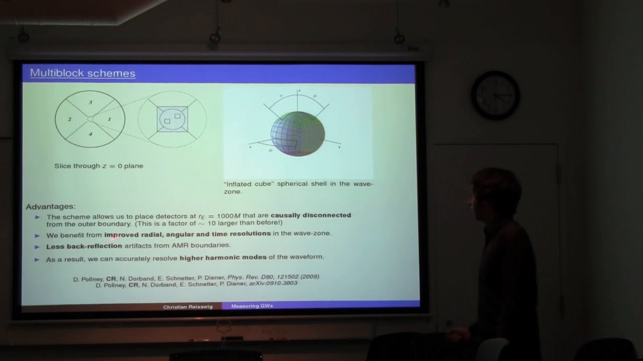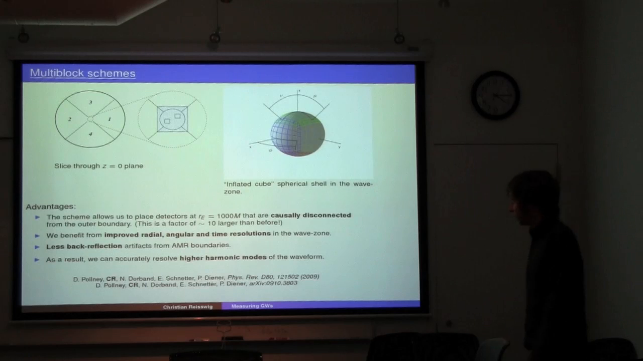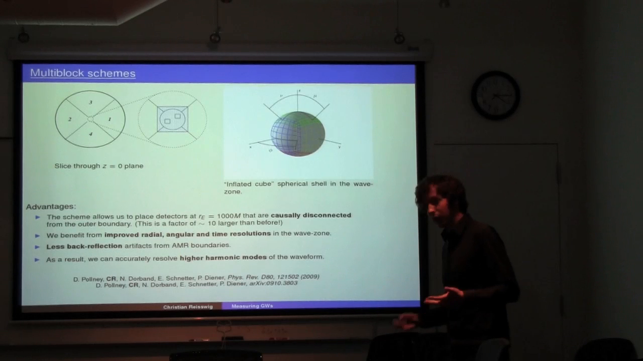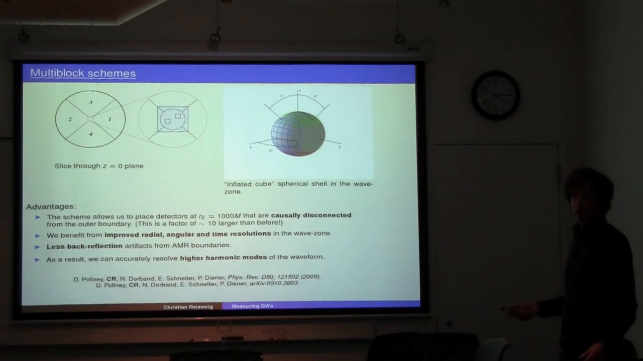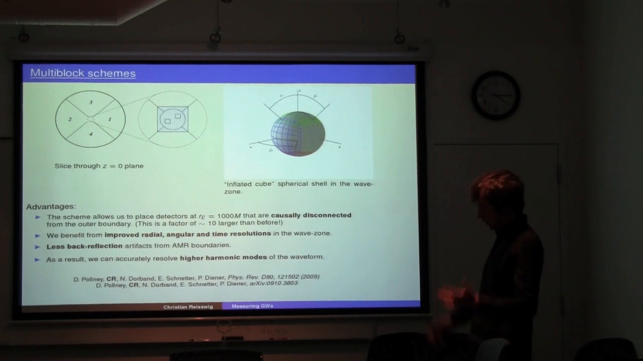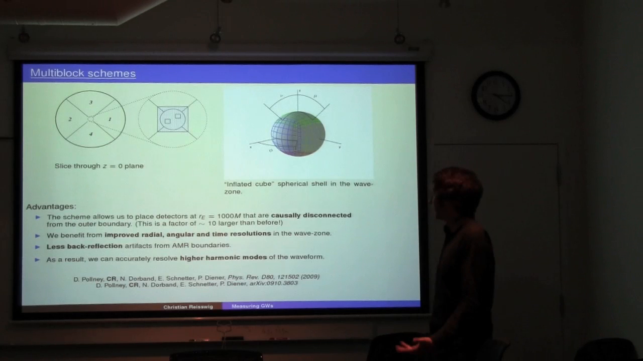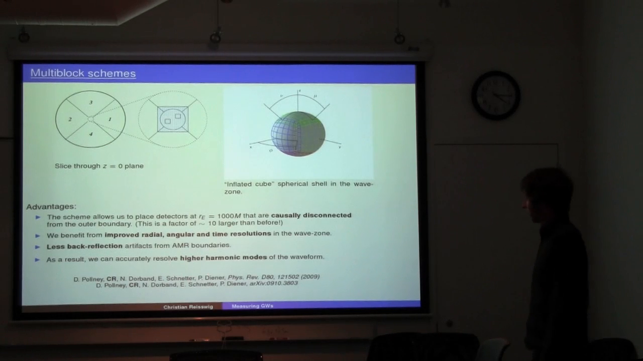At the same time, we have improved radial, angular, and time resolution in the wave zone, and because we can get rid of a number of mesh refinement levels, we have less back reflections from these adaptive mesh refinement boundaries, which in the end results in better accuracy and in the fact that we can resolve higher harmonic modes of the waveforms.